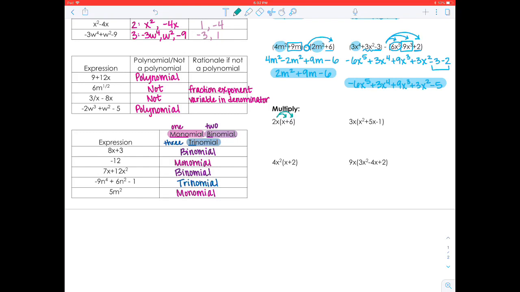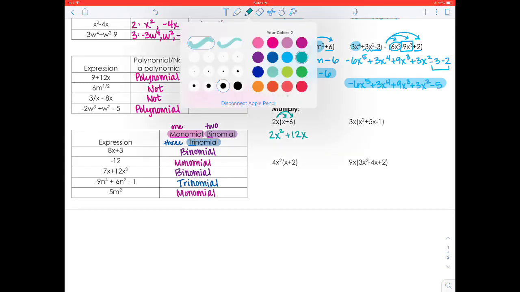2x times x is going to give me 2x squared. Because I'm doing x times x, when you multiply something by itself, it becomes squared. Then 2x times 6 is 12x. Multiply those coefficients. And then that is our final answer.